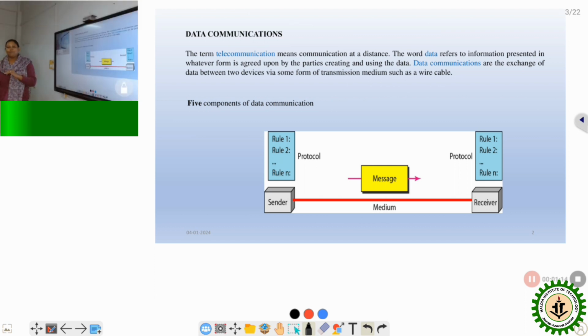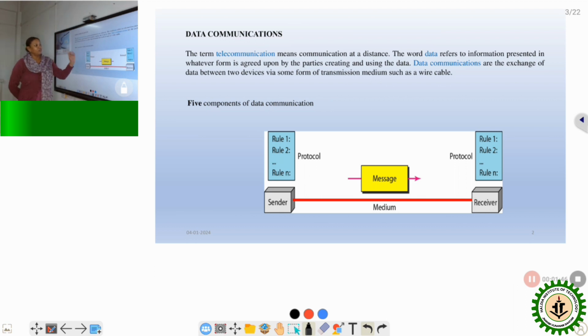Data means the information presented in whatever form is agreed upon by the parties creating and using the data. That is, data may be letters or numbers or pictures, audio, video, anything. Whatever you want to transfer, and whatever both parties, the sender and the receiver, mutually understand and can share, is treated as data for communication.